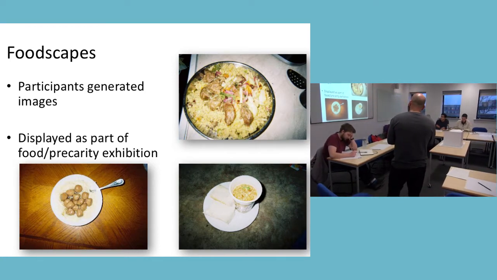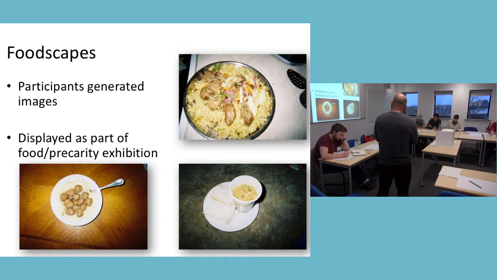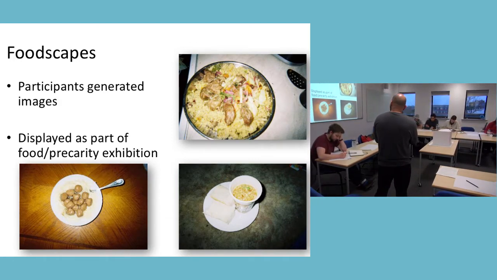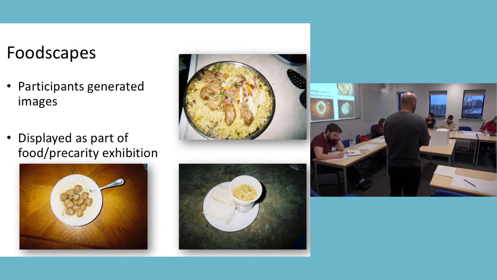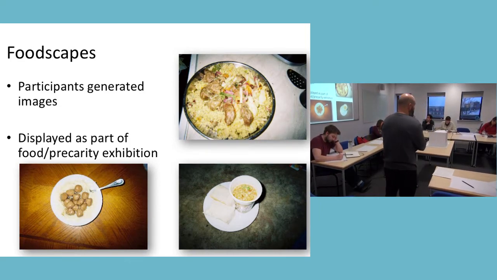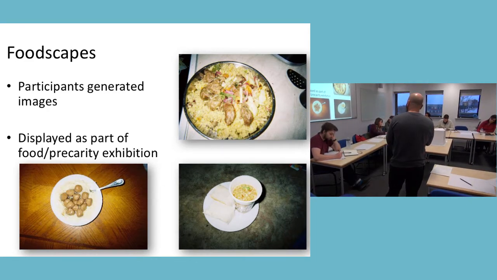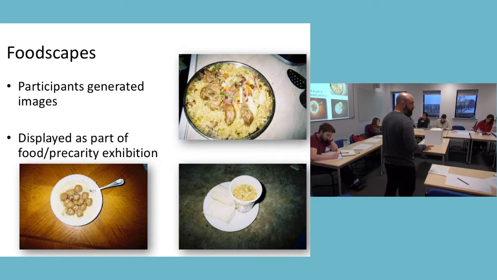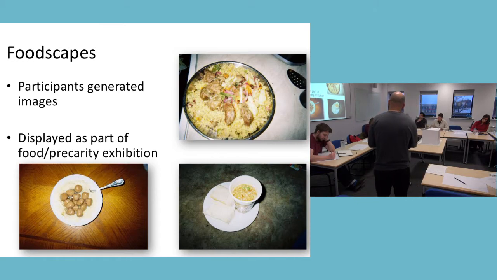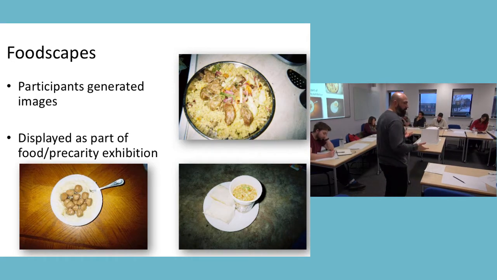So this is a project that I was a researcher on called Foodscapes, and these were participant-generated images. These are meals produced by people who get their food from a food bank. So they are living in a situation of precarity, and in this case, we gave them disposable cameras, and they had them for 2 weeks, and we asked them to take images of their meals for 2 weeks, and so we got hundreds of images of these, so three per day per person.